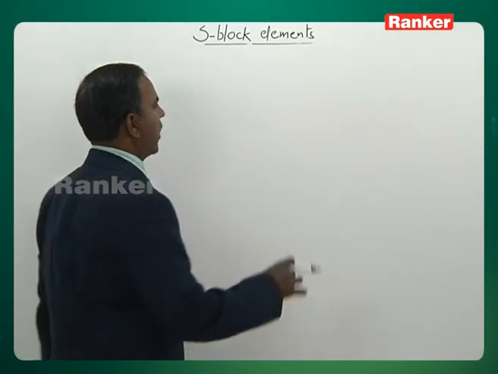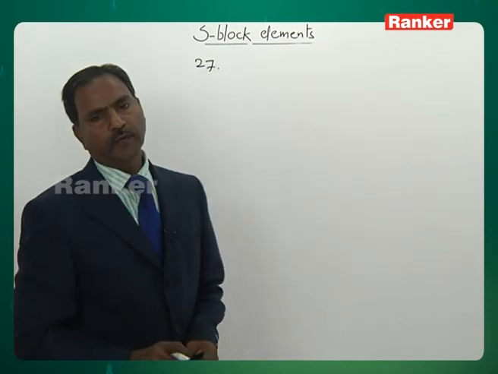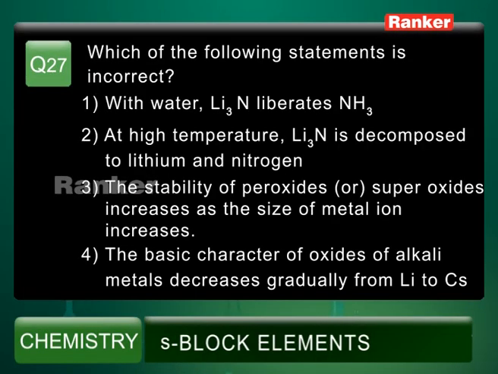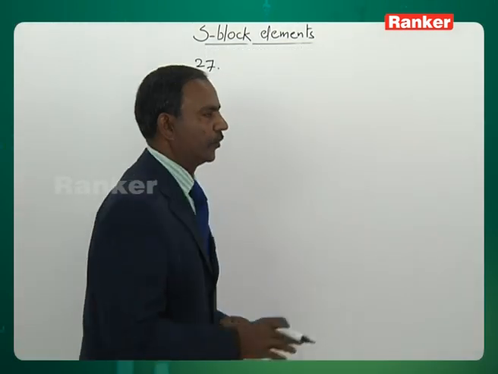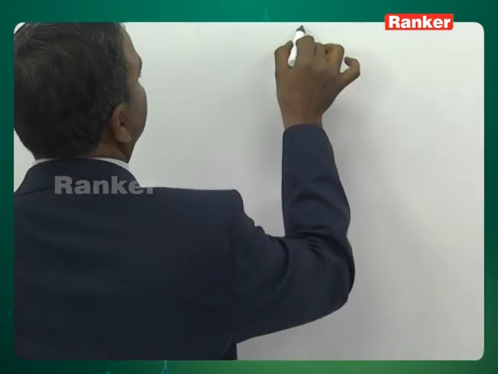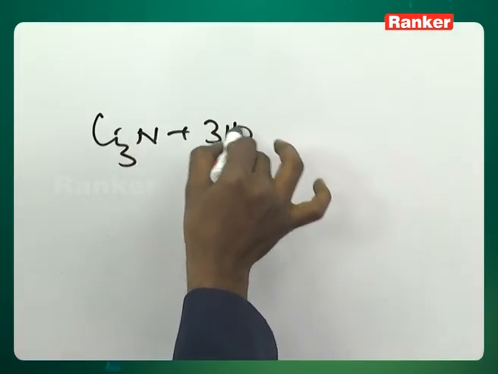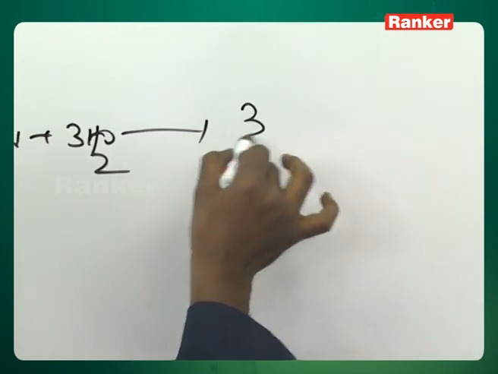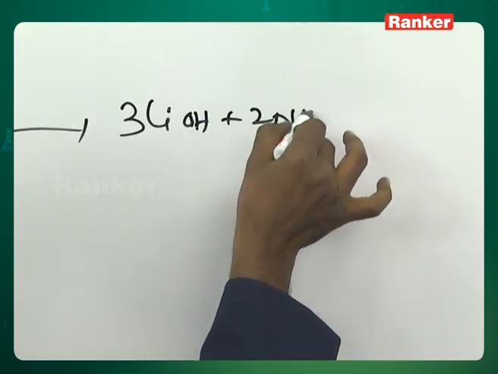Coming to question number 27. Which of the following statements is incorrect? Let us check what is the incorrect statement in the given. With water, Li3N liberates NH3. Yes, Li3N on hydrolysis produces NH3. Li3N plus 3H2O, then we are getting 3LiOH plus NH3.